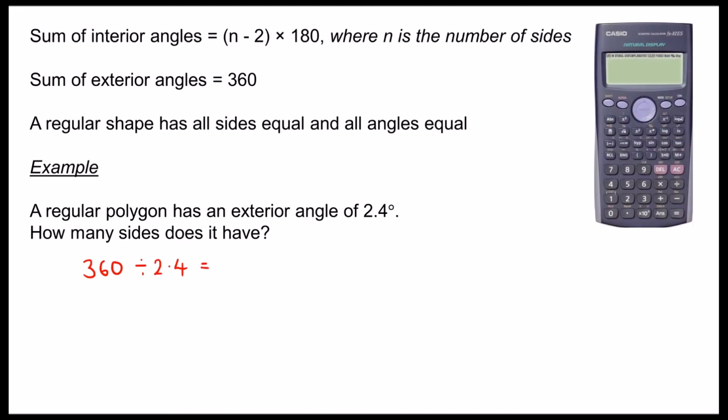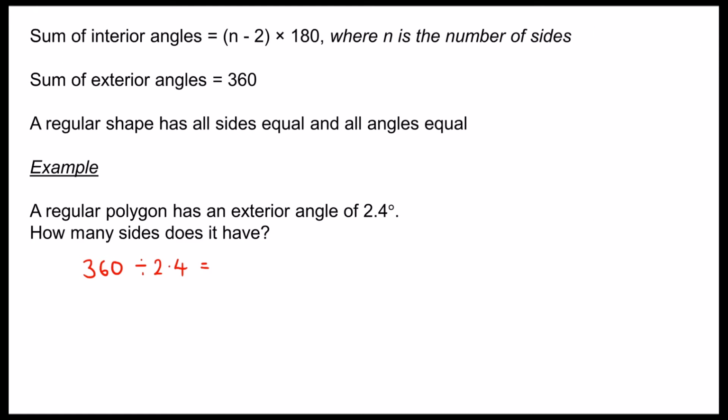Now again, I can use my calculator to help me work this out. So 360 ÷ 2.4, which is one of the exterior angles, gives me 150 as my answer. That means that my shape has 150 sides.